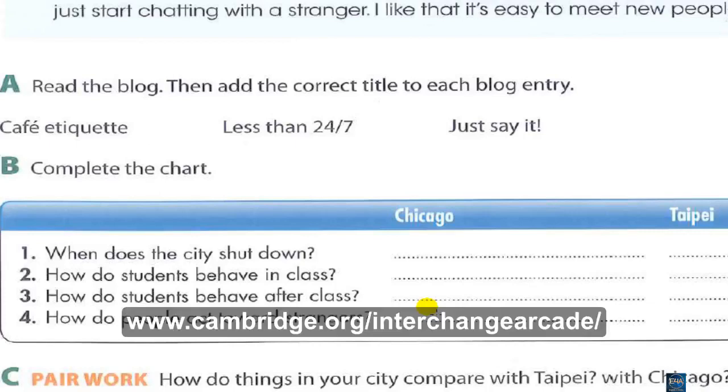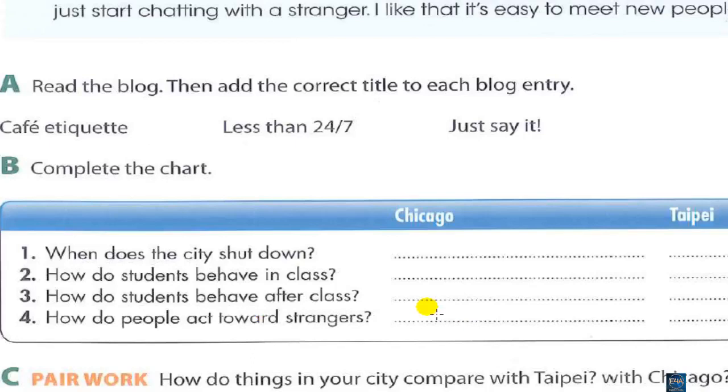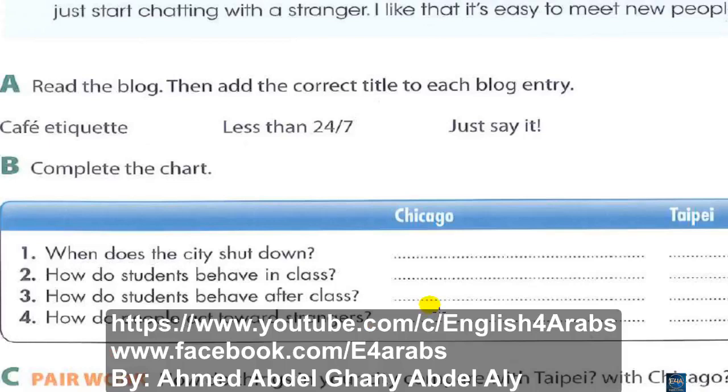Number 4, go to www.cambridge.org/interchangearcade, you will have more and more questions, more questions as games. Number 5, watch the video of Cambridge University, Interchange 3, Unit 5 video. It's a wonderful video about this unit.